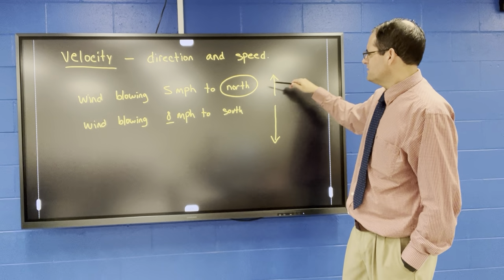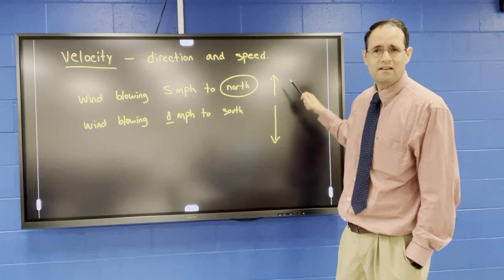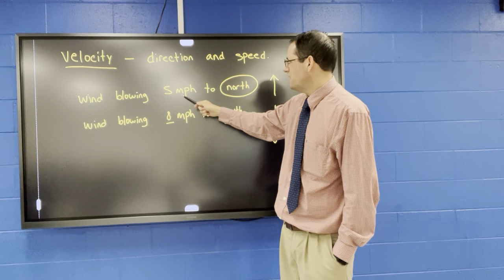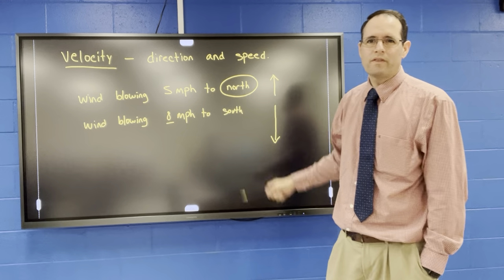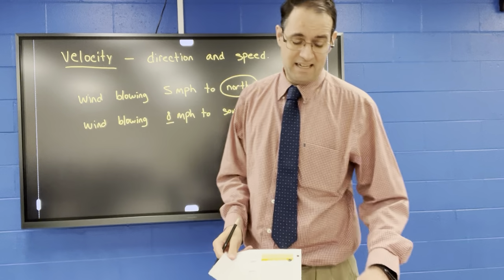So it has a direction, that's the way the arrow points, and it has a magnitude, which is the length of the arrow. The magnitude represents the speed. So 5 miles per hour is the speed, and north is the direction. So we have many different ways of indicating that.